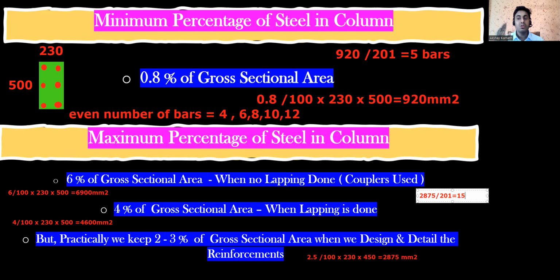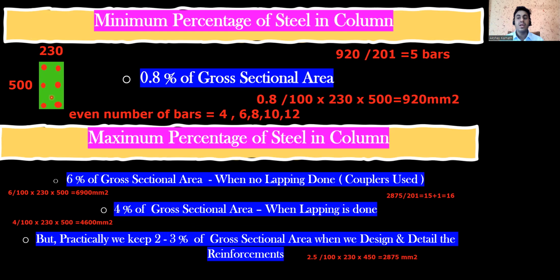I have to go with the even number. So the next higher is 16. So I'll go with the plus 1, 16. That means practically I need to provide 16 diameter, 16 number of bars in this column. Now, is it possible to provide 16 diameter, 16 number of bars in the size of 230 by 500?